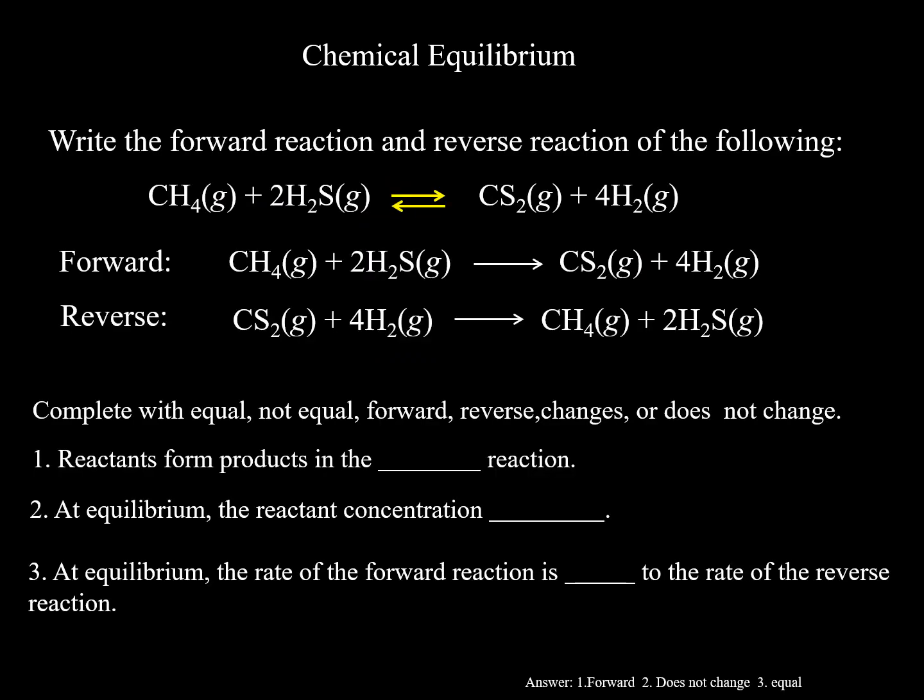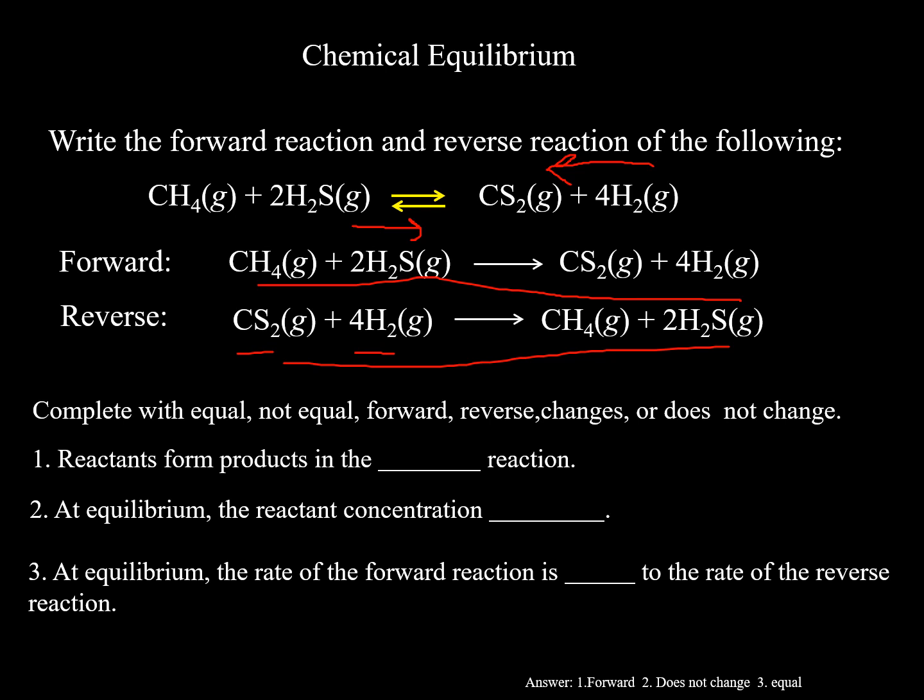So here's an example. Write the forward reaction and reverse reaction of the following. So the forward reaction is going from left to right, which is written here down below. And the reverse reaction is the opposite, going from right to left. So I wrote down the products, now they become the reactants. The CS2 becomes a reactant, and we get a reverse reaction here on the bottom.